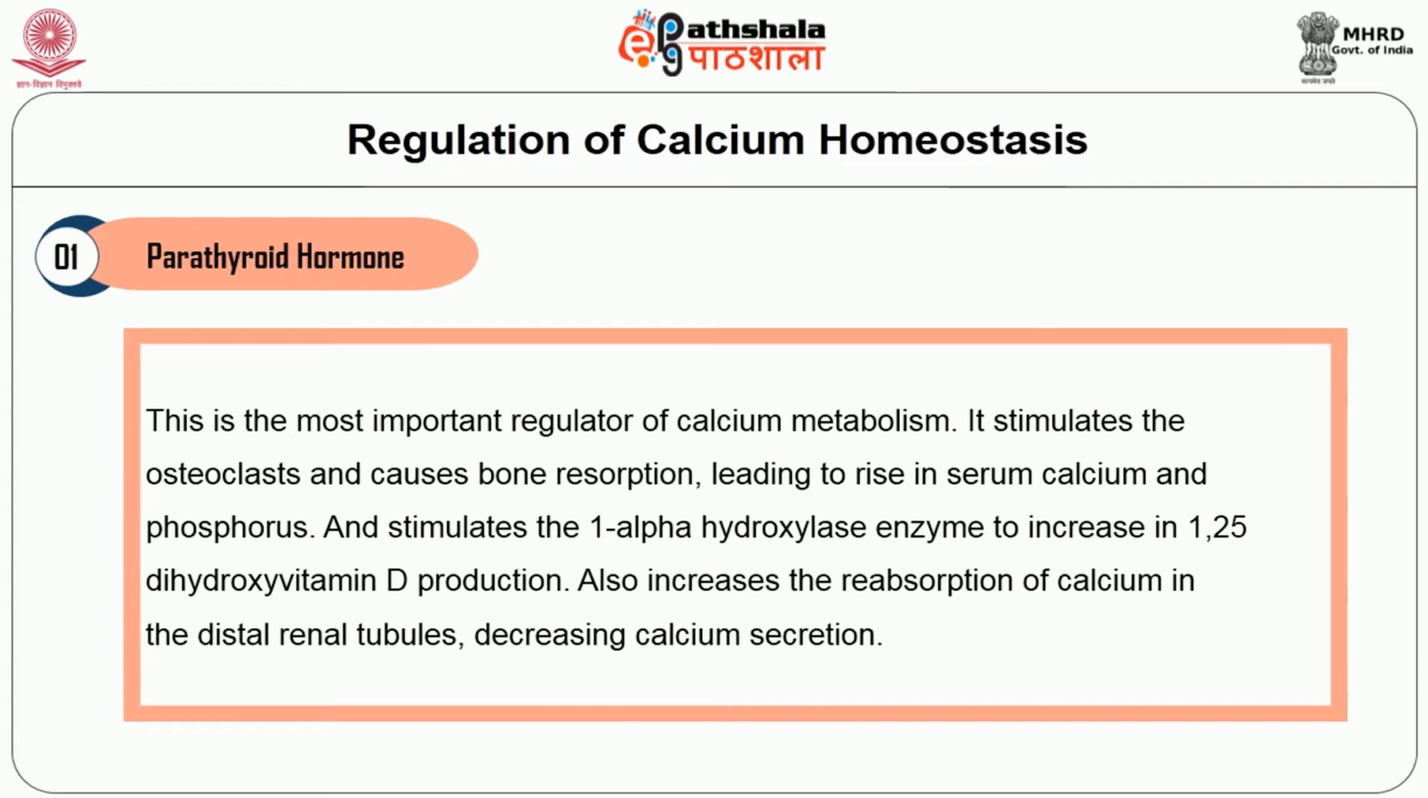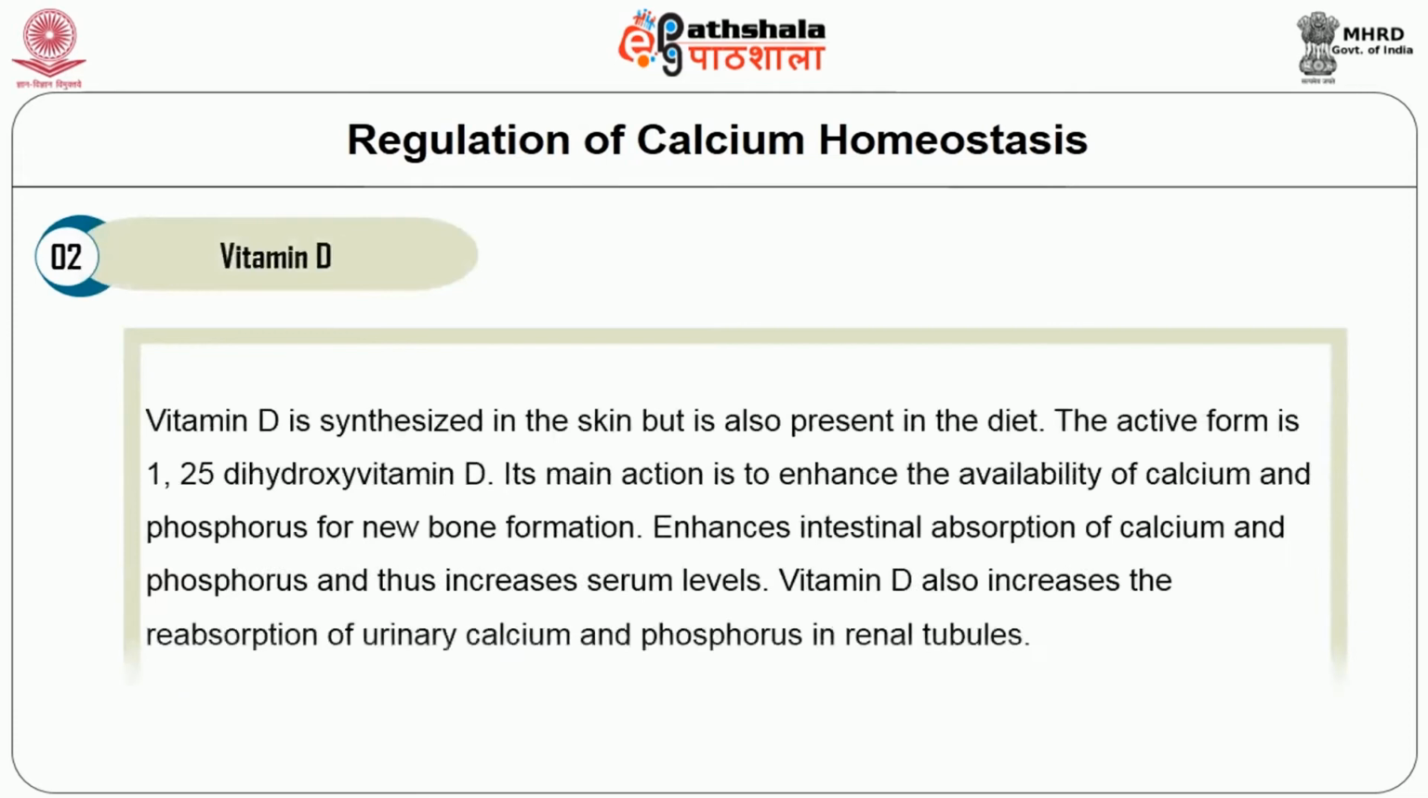It stimulates the osteoclast and causes bone resorption, leading to a rise in serum calcium and phosphorus. This is the one that is going to stimulate the 1-alpha hydroxylase enzyme to increase 1,25-dihydroxyvitamin D production. Also, it increases the reabsorption of calcium in your distal renal tubules, thereby decreasing calcium excretion.